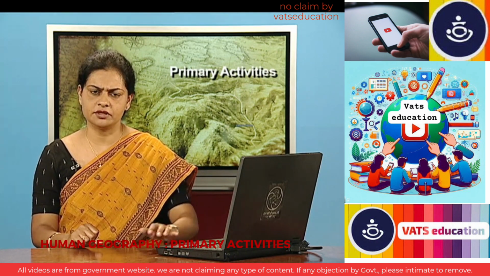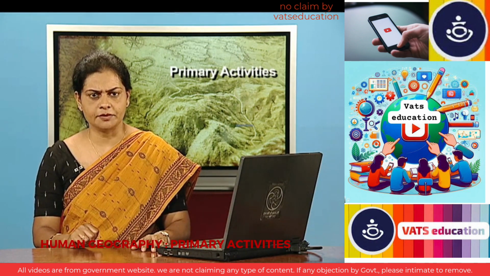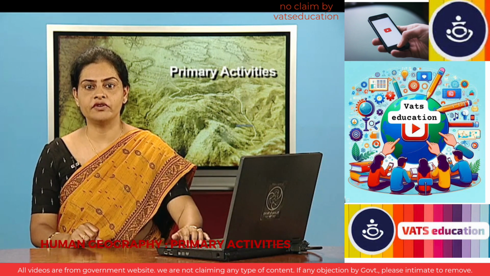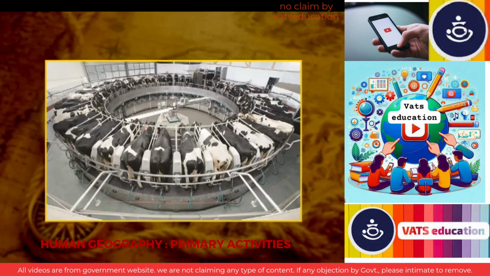commercialization is very limited. Let's see another type of farming, and that is dairy farming. Dairy farming is a class of agriculture for long-term production of milk, which is processed either on the farm or at a dairy plant, either of which may be called a dairy, for eventual sale of a dairy product. This picture gives us the idea how dairy farming is practiced.